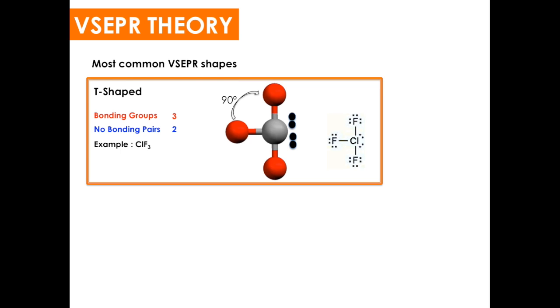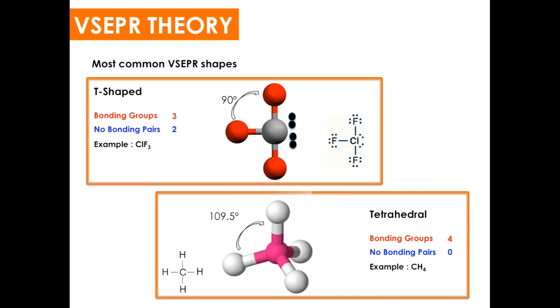The next one, also with three bonding groups, is the T-shape. In the T-shape, we have two pairs of electrons unused, and these push the atoms into a T structure with 90 degrees separation between them. The example here, chlorine trifluoride. Our next example is with four bonding groups, no electrons left unused, and we have what is called tetrahedral. Tetrahedral makes a 109.5 degrees separation between them. Our example is carbon tetrahydride.